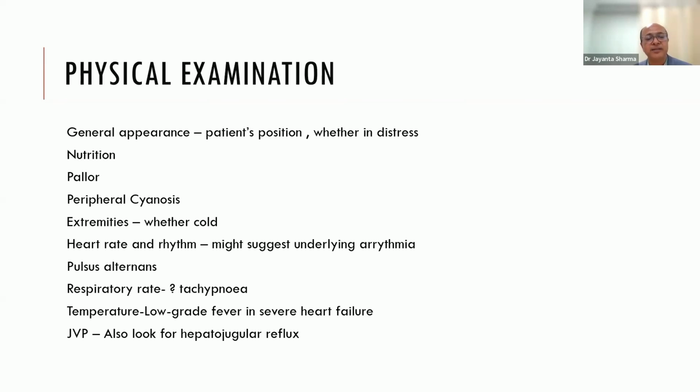Then go for the heart rate and rhythm. If the patient has an irregular rhythm, it may suggest an underlying arrhythmia. Go for the pulses, alternans, and see whether the patient is tachypneic or tachycardic by respiratory rate. See the temperature; the patient may have a low-grade fever in severe heart failure. Always look for the JVP, and also look for the hepatojugular reflex. In physical examination, 3 things are important: tachypnea, tachycardia, JVP, as well as whether the patient has peripheral edema or not, and lastly, cyanosis. So these are the things we have to examine in the physical examination after taking the proper history.